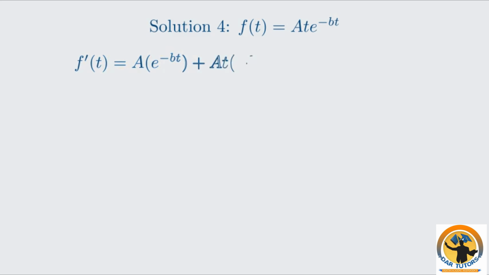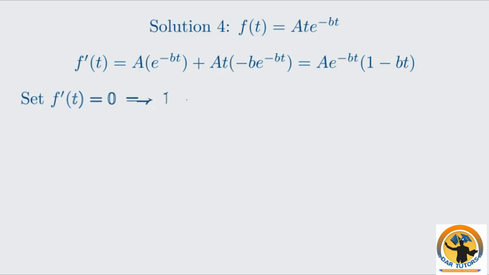Here's the solution for question 4. We need to prove the properties of the surge function f of t equals a t e to the power of negative bt. First, let's find the local maximum. We need the first derivative. Using the product rule, the first derivative is a e to the power of negative bt minus abt e to the power of negative bt. Factoring gives a e to the power of negative bt times the quantity 1 minus bt. Setting the first derivative to 0, we find that t equals 1 over b. Since a and b are positive, the sign of f prime of t changes from positive to negative at this point, confirming it's a local maximum.